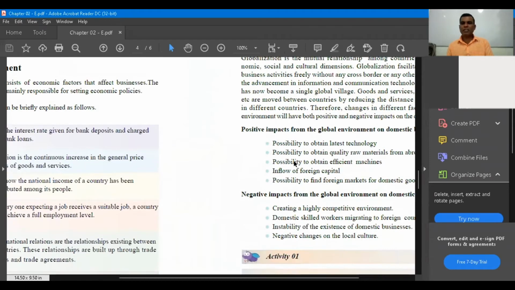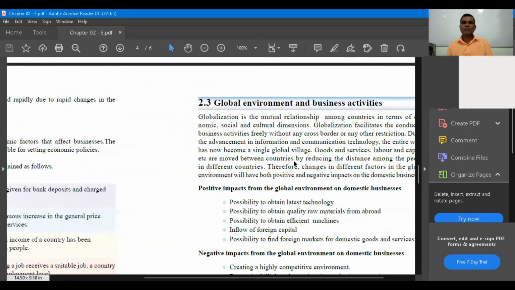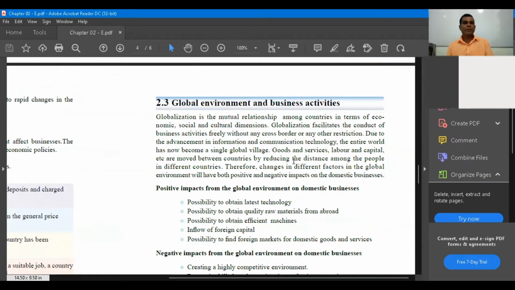So if saving increases, what happens is that investment increases. Understand? And saving is also related to the economic environment. So you have to keep in mind, various factors are related to the economic environment. Inflation may be, interest rate may be, savings may be, international relations may be, foreign exchange rate may be. All these are related to the economic environment.